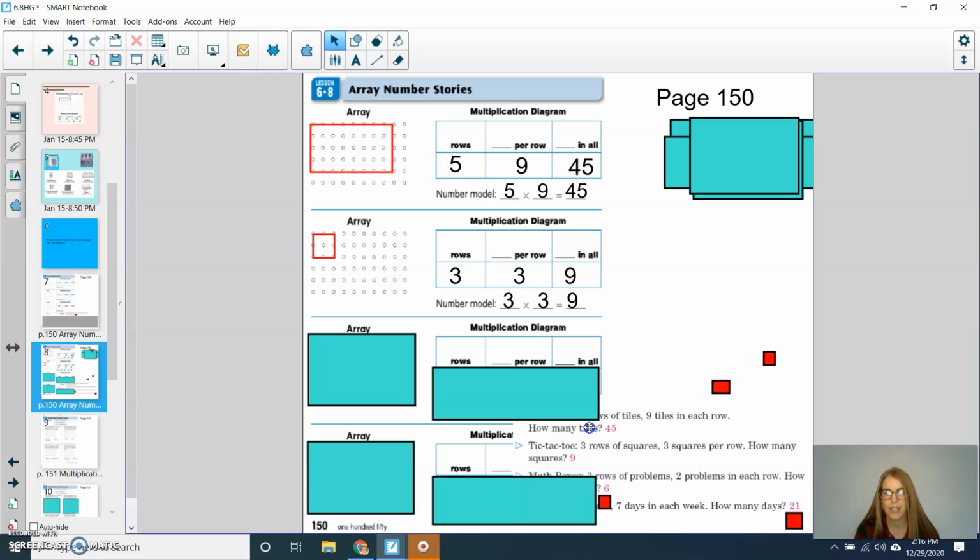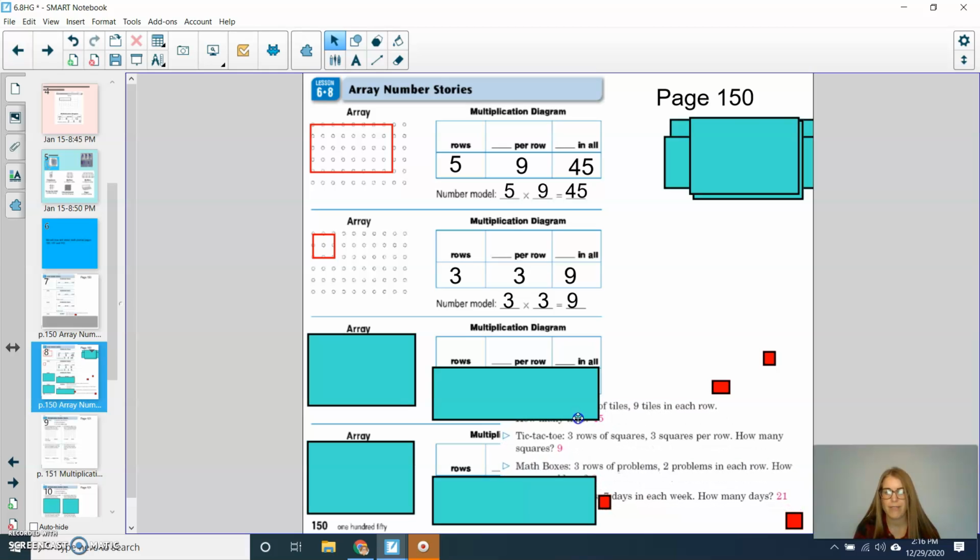For this next problem, I'm going to move my boxes over a little bit here so I can see it. For this next problem, we have 3 rows of problems and we have 2 problems in each row. So how many total problems? So could you plug in that information here? So 3 rows of problems, 2 problems in each row, and again, how many problems in all?